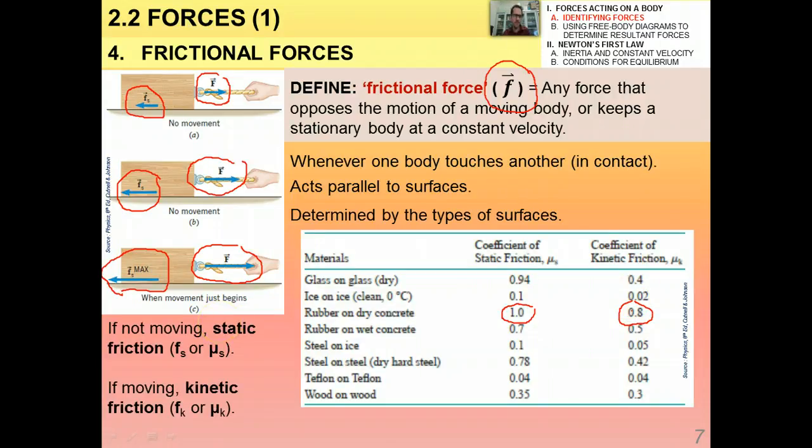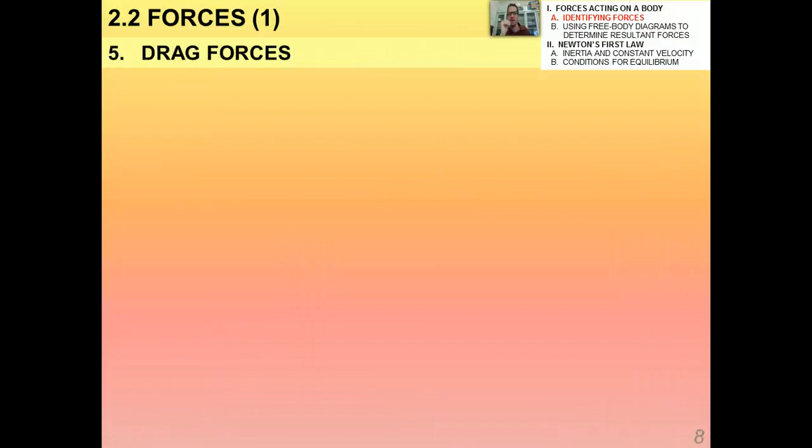Again, if things are not moving, we deal with static friction. If they're moving, we deal with kinetic friction. We will study these types of frictions in much more detail in a little bit. Also note that the coefficient of static friction is always higher than the coefficient of kinetic friction. Again, what this really means is that it's harder to get an object moving than it is to keep an object moving when you take into account friction. But again, we'll talk about that later.